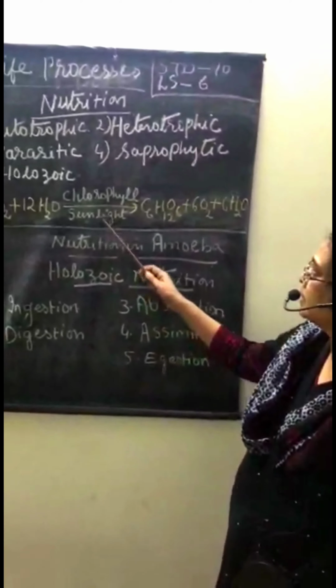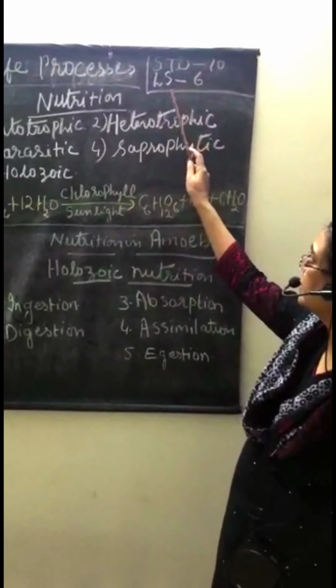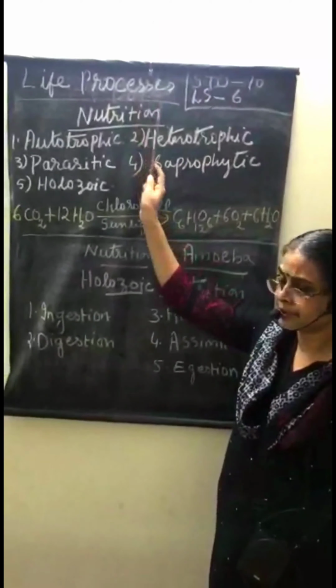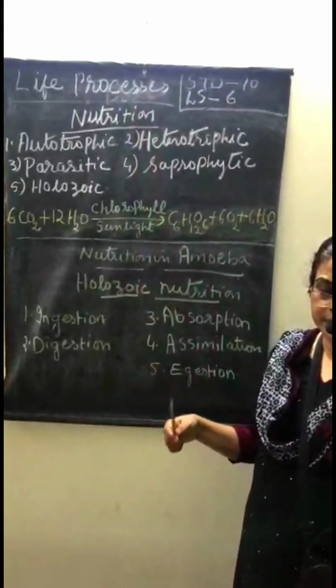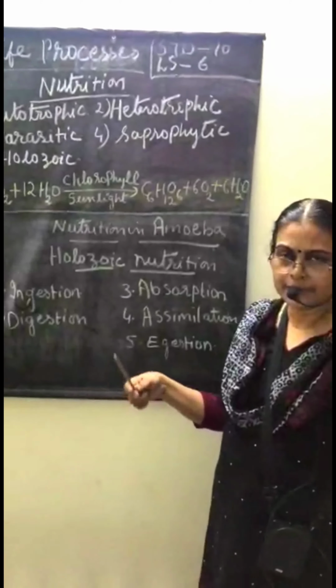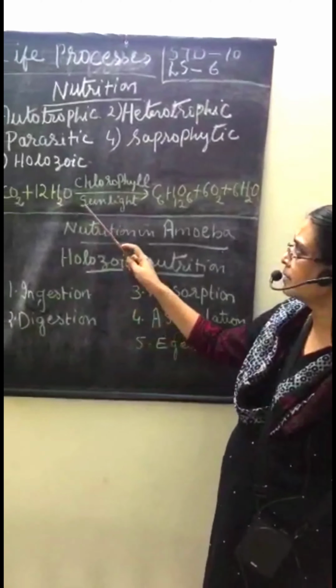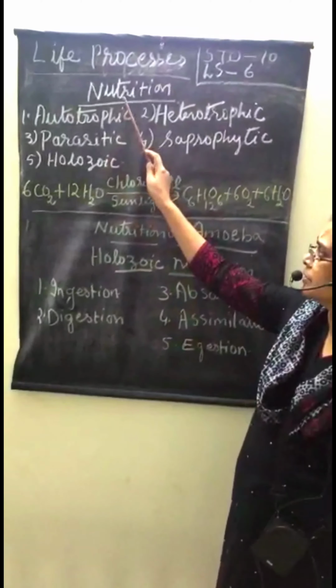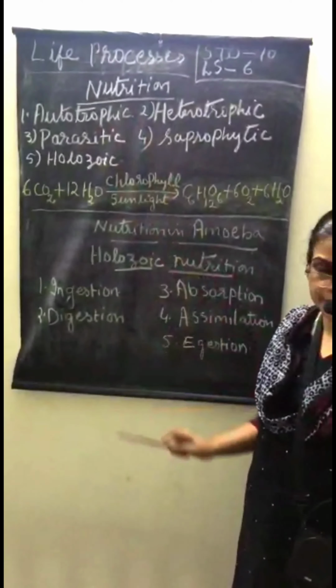Today we will discuss the new chapter of Standard 10, Lesson 6, Life Process. Different types of processes take place in our life. We'll discuss them one by one. First we'll discuss the first process, that is nutrition and different types of nutrition.